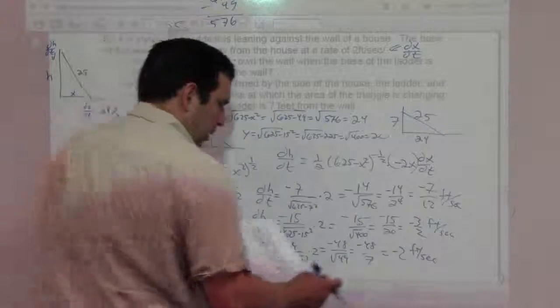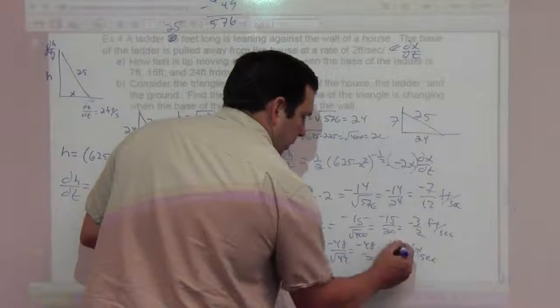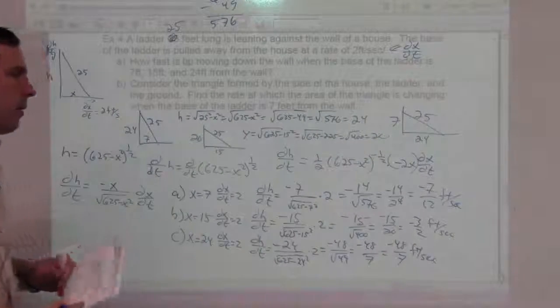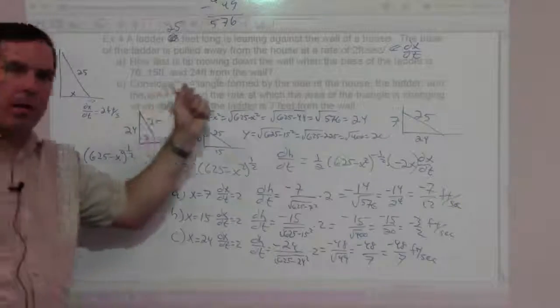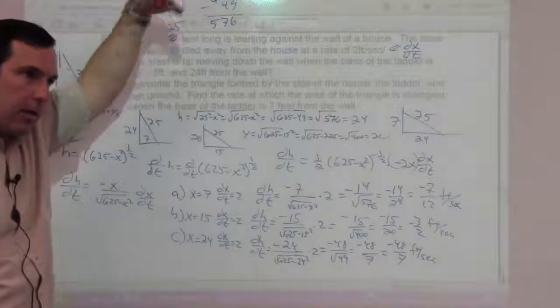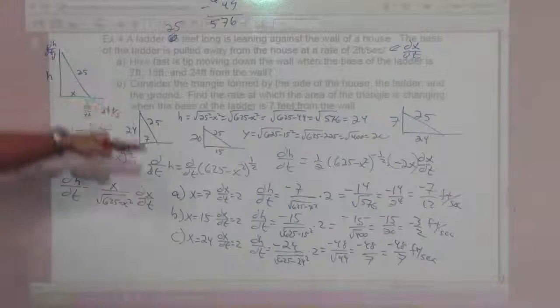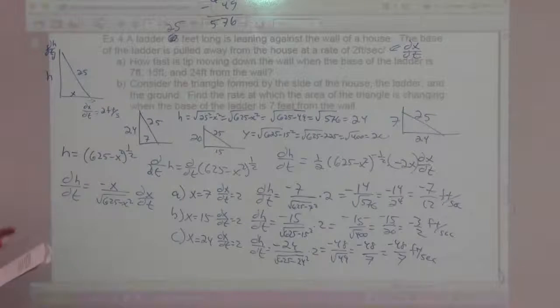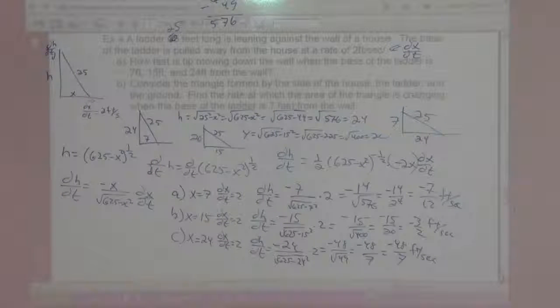Okay. And that's all. Negative 48 over 7. So it really speeds up going down the further this gets away, even though you're pulling down at a constant speed. That going down that side of the house is really speeding up. So I'm going to erase this in just a moment, so pause if you need a pause, so I can do the second part, part B, when we do the area.